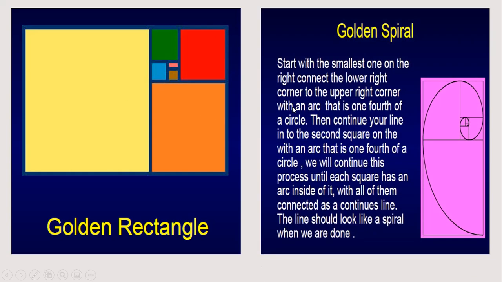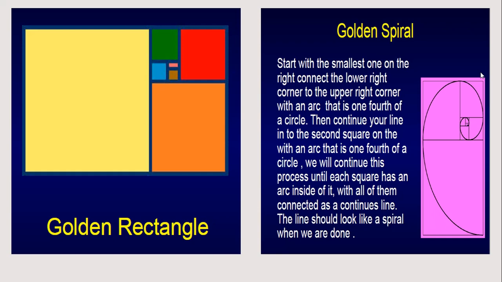So now, when does the golden spiral come out? So start with the smallest one on the right. On the right, connect the lower right. So say for example, this is the smallest rectangle. Connect the corner to the upper right corner with an arc that is 1/4 of a circle. Then continue your line into the second square with an arc that is 1/4 of a circle.